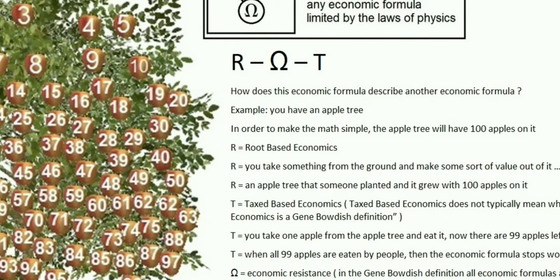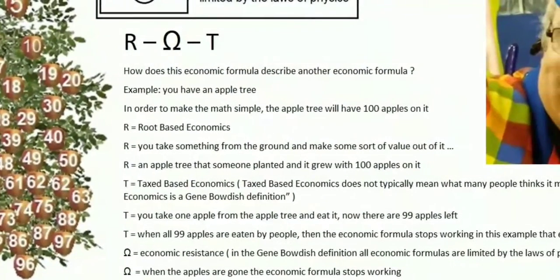Example: you have an apple tree. In order to make the math simple, the apple tree will have 100 apples on it. R equals root-based economics. R equals you take something from the ground, make some sort of value out of it, and trade it with somebody else who did the same. R equals an apple tree that someone planted and it grew with 100 apples on it.